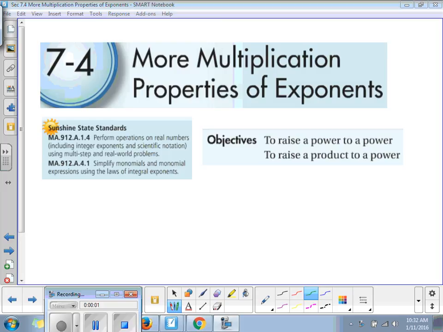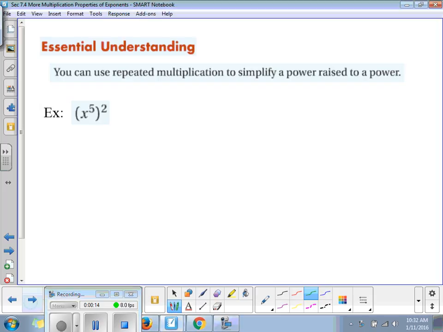Next, 7.4, which is more multiplication properties of exponents. And we're going to raise a power to a power, okay? And we're going to raise a product to a power. So here you can use repeated multiplication to simplify a power raised to a power.